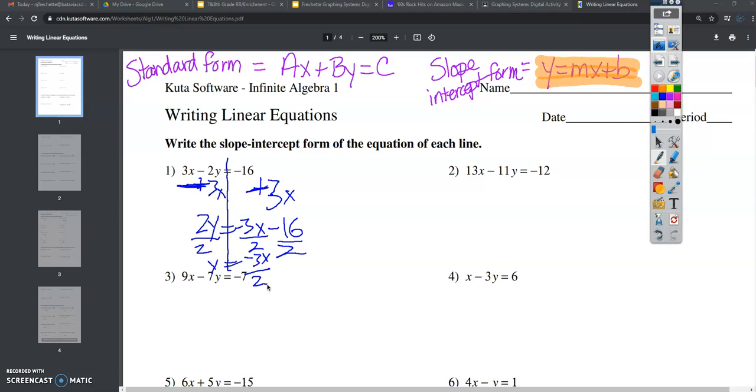So what's negative 16 divided by 2? Negative 4. Be careful. It's not going to be negative 4. Oh, no.